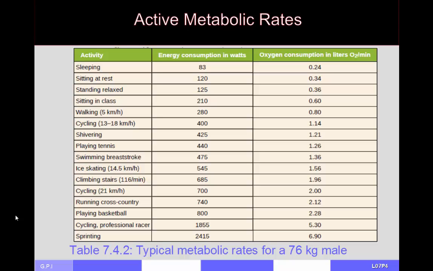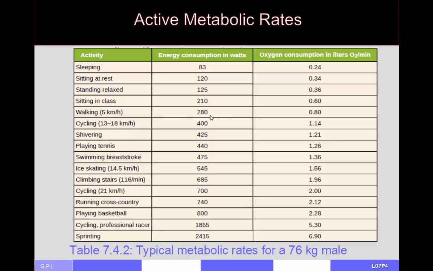Your textbook, the OpenStax textbook, actually lists metabolic rates for a variety of activities. It gives us the energy consumption and also the oxygen consumption in liters per minute. Even when you're not doing much, just sleeping, you get 83 watts of energy consumption. That's to keep your heart beating and keep your body temperature up and so on. If you show up to class every day and just sit and listen, you actually use 210 watts, so you use more than when you're just sleeping or resting.